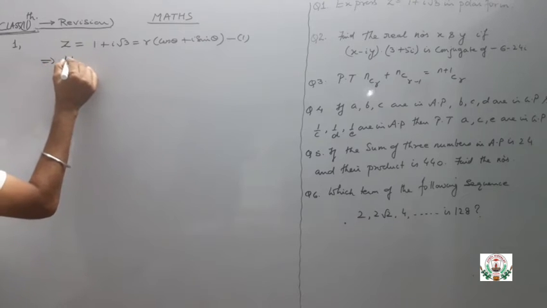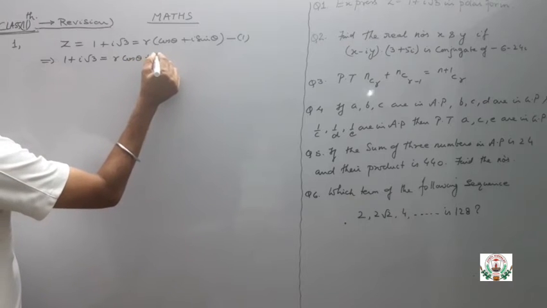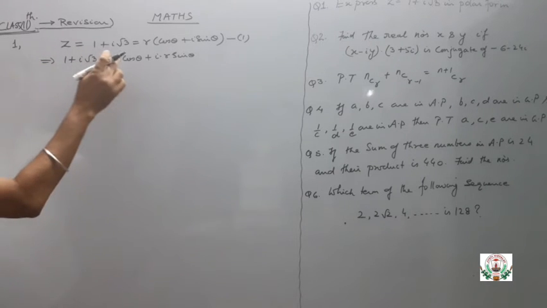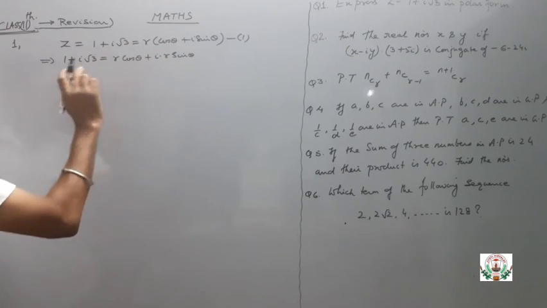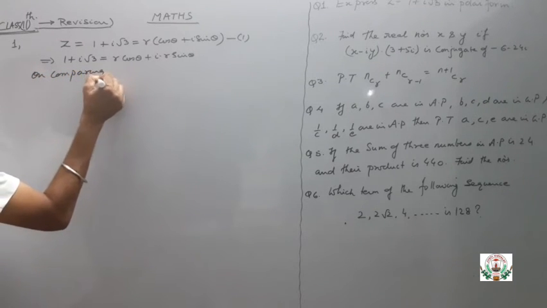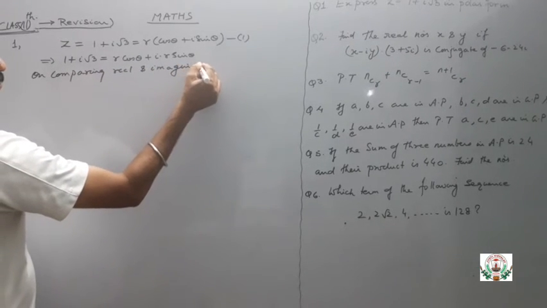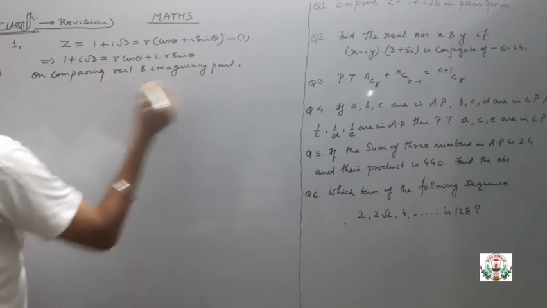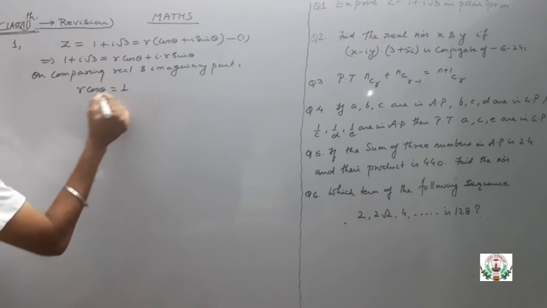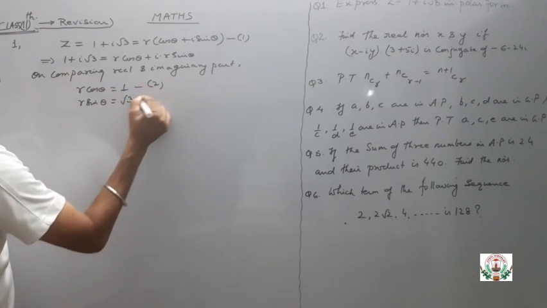Now 1 plus i root 3 equals, opening the bracket, r cos theta plus i r sin theta. When we compare the real part with the real part and the imaginary part with the imaginary part on both sides, we have r cos theta equals 1 and r sin theta equals root 3. That is our equation number 2 and 3.